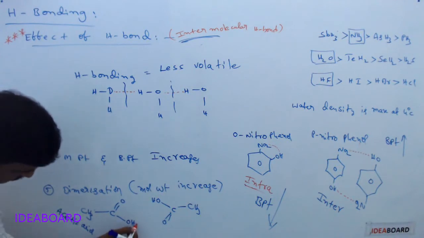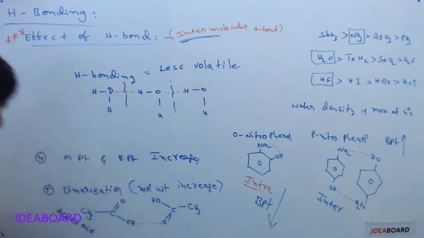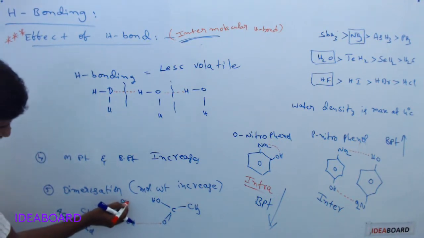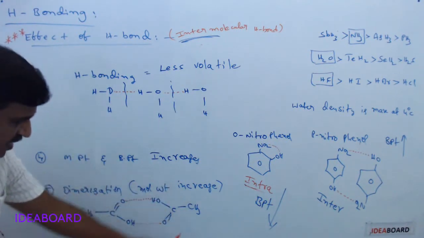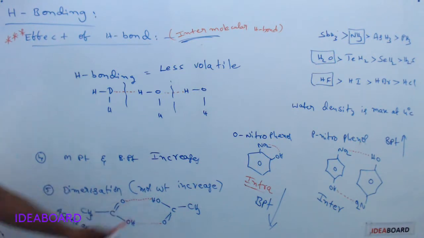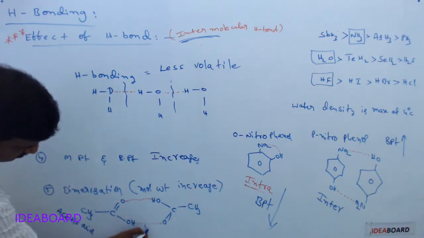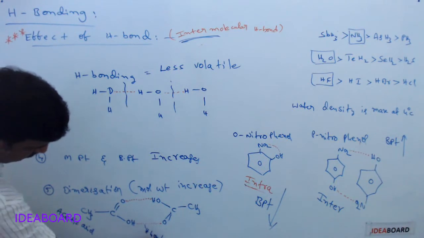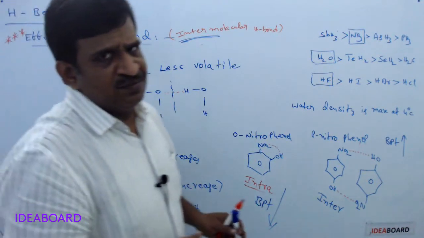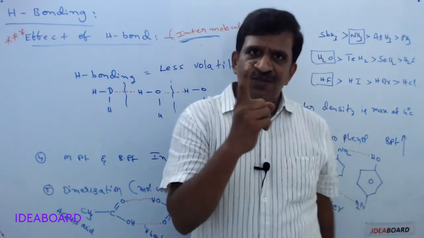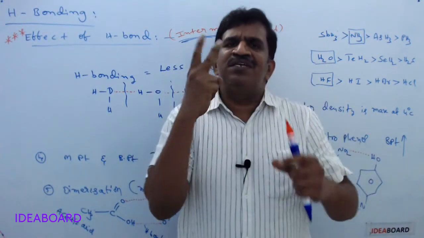This hydrogen and this oxygen have hydrogen bonding. This oxygen and this hydrogen have hydrogen bonding. Please see, it looks like a dimeric form now, two molecules joined due to the hydrogen bonding. This is a hydrogen bond. Due to the hydrogen bonding, there is a dimer. Dimer means what? Monomer means one molecule. If two molecules combine, that gives a dimer.